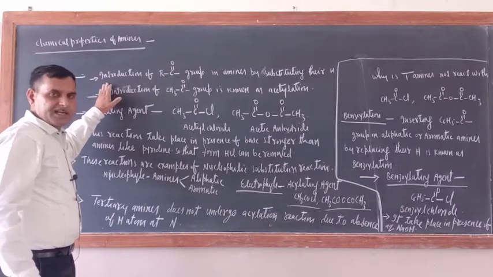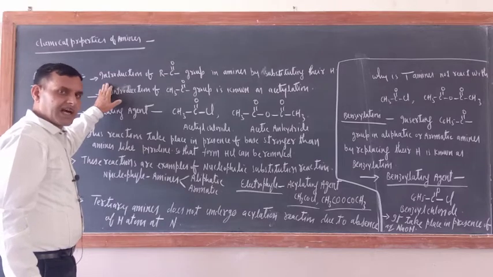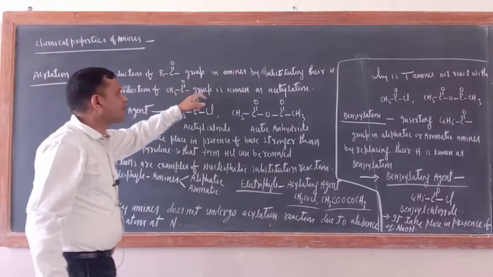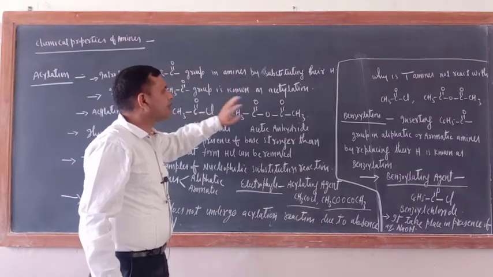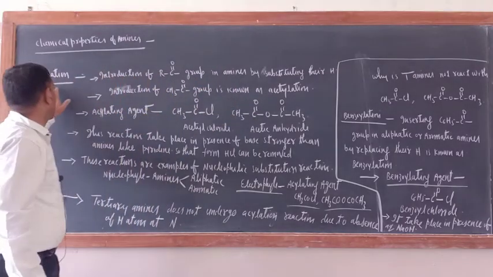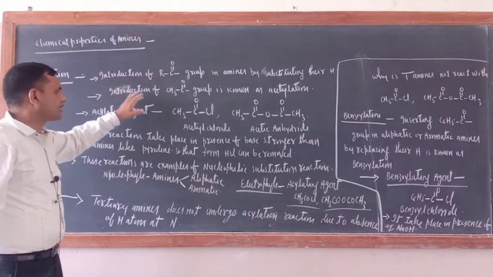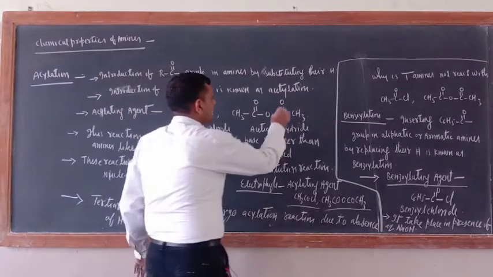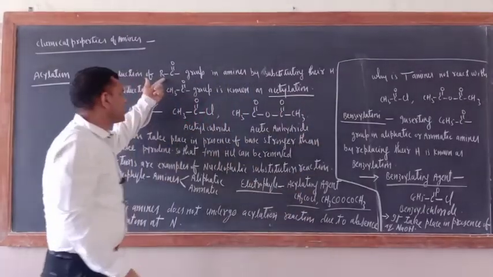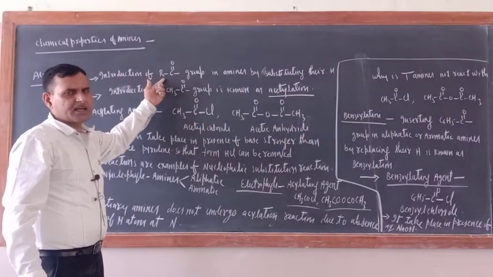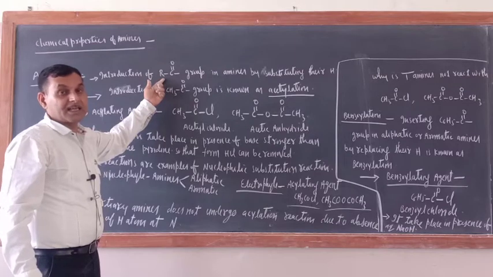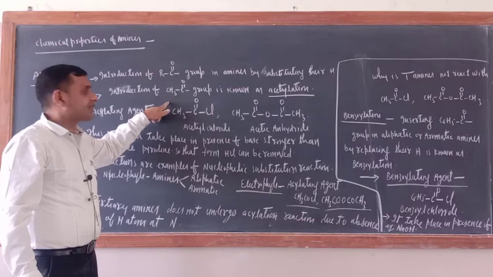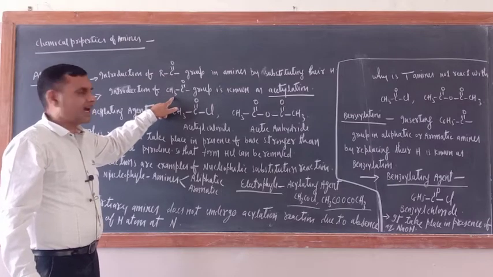Just like inserting an alkyl group is called alkylation, here introduction or inserting an RCO group in amines by substituting their hydrogen is known as acylation. Introduction of the CH3CO group is known as acetylation. Individually, R means the common alkyl group, that is acylation. But if individually you take CH3, this is known as acetylation.